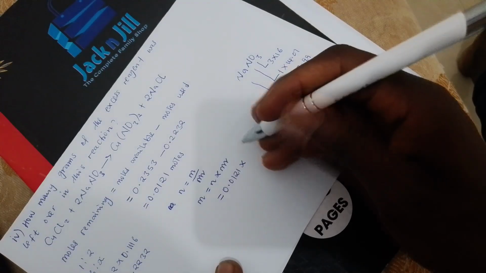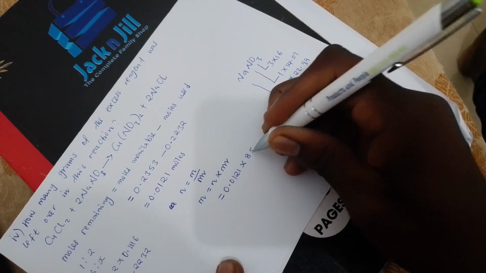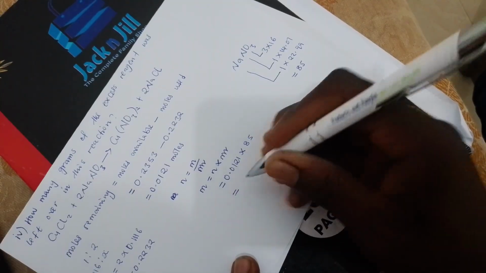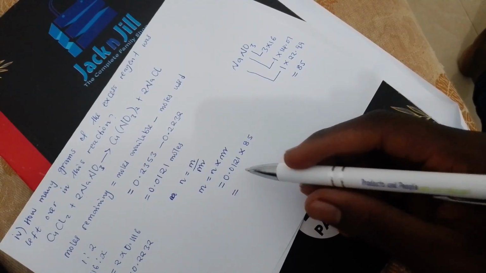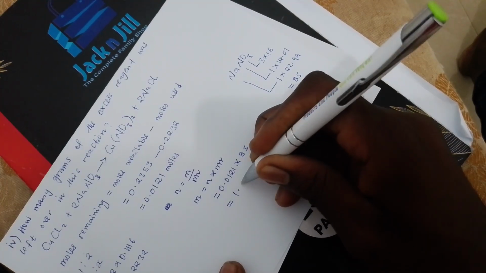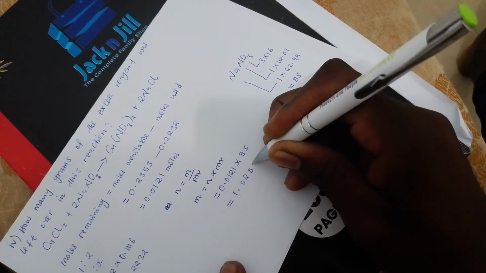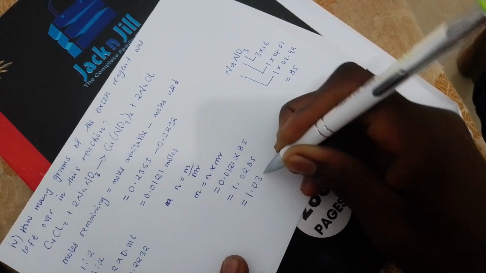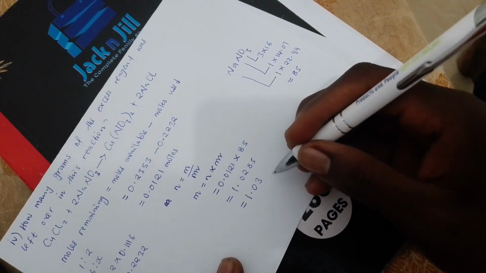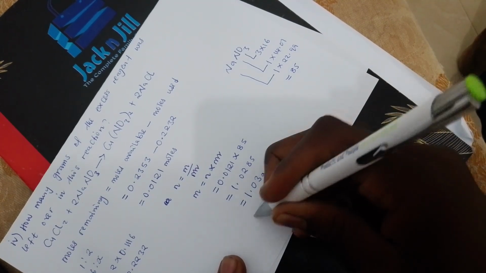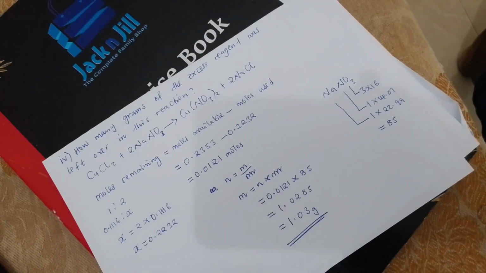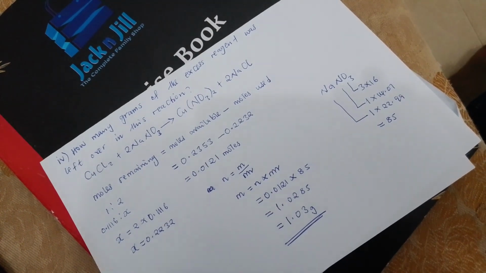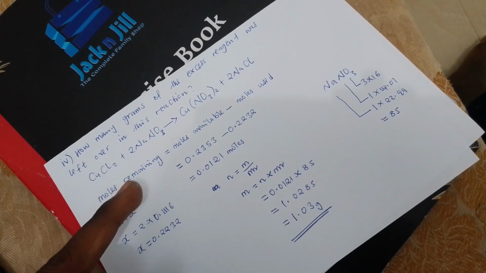So let's put 85. So what are we having when we multiply this? It's giving something like 1.0285, which is just 1.03, rounded to 2 decimal places, grams. This was the number, the grams which was left over for the excess reagent. First of all, find the number of moles which was left over, which means the number of moles which was remaining.